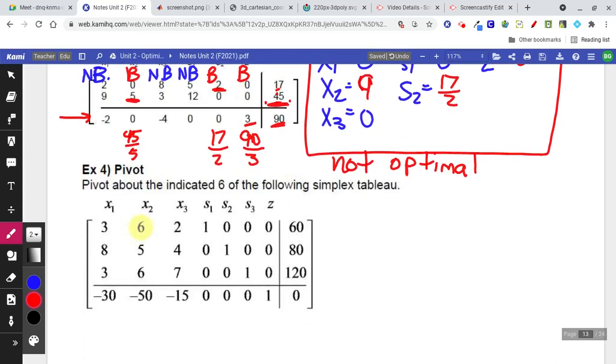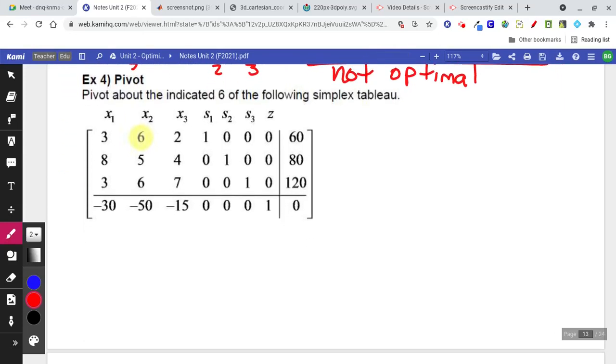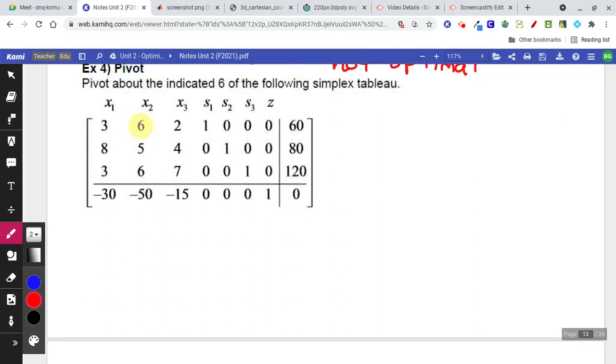Now we're going to work on a pivot. Let's look at example 4. Pivot about the indicated 6 of the following simplex tableau. If you can't tell on your sheet, I tried to highlight this 6 right there. Okay, so circle it, identify that 6 right there.